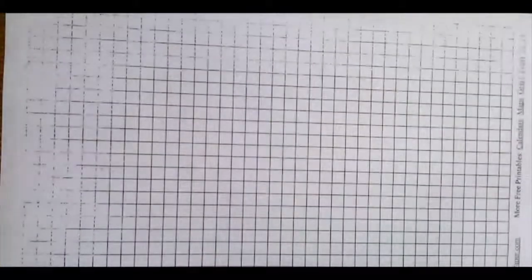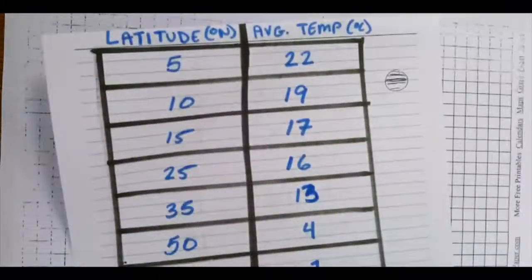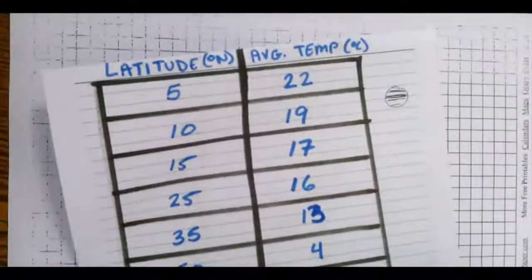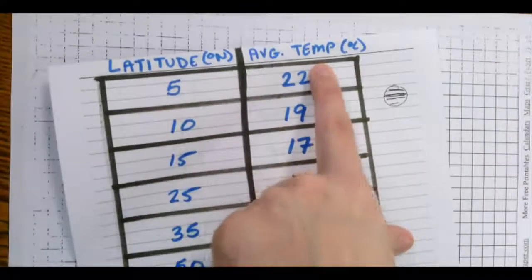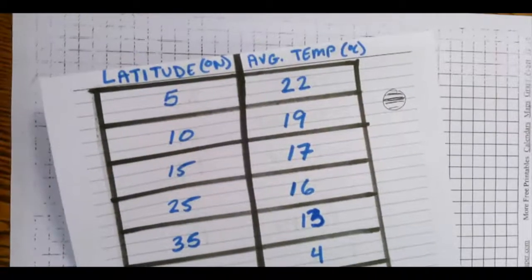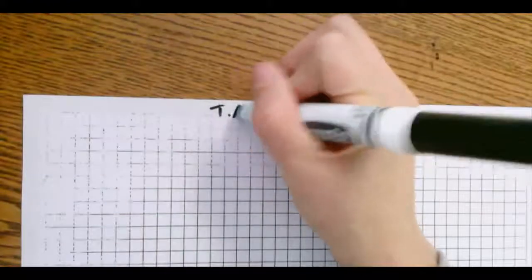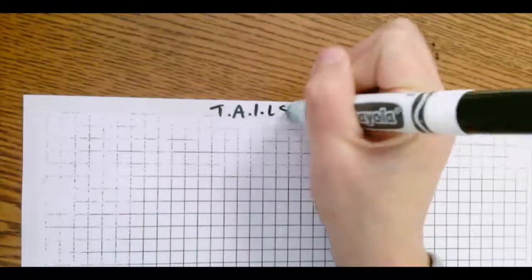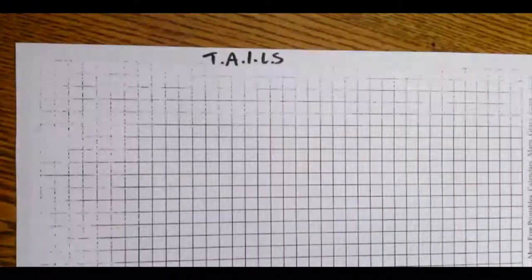Okay, so I have my data table here. This is my first example. We have latitude versus average temperature, and we've got some numbers. I'm going to remember that all graphs need, I'm going to write it up here, TAILS. All right, all graphs need TAILS.